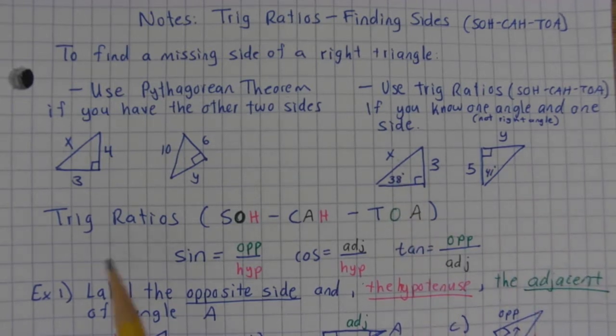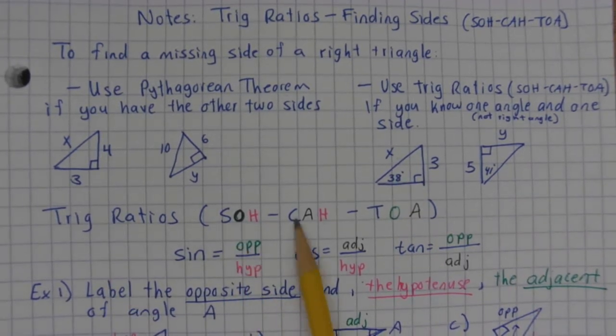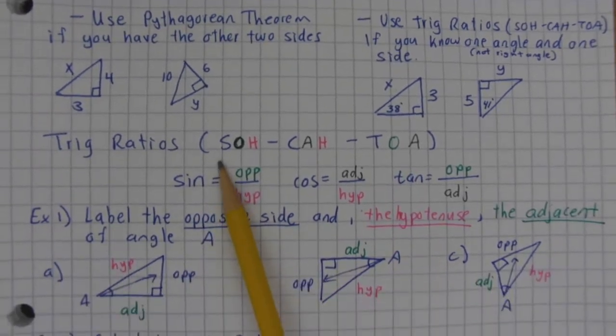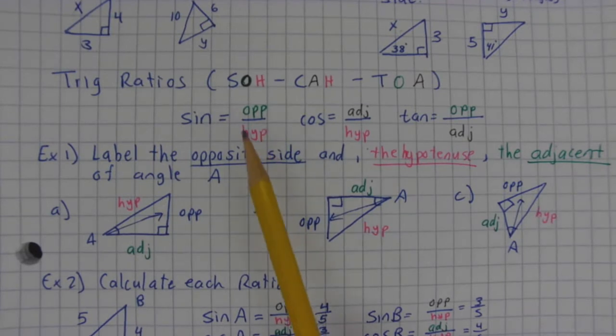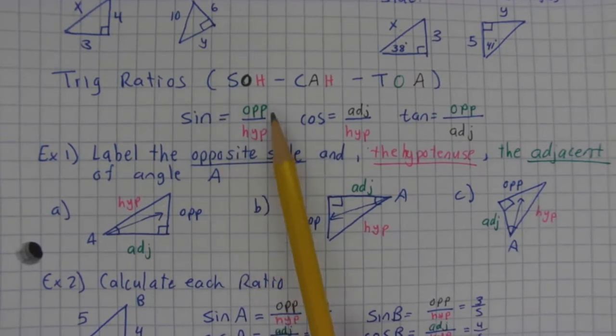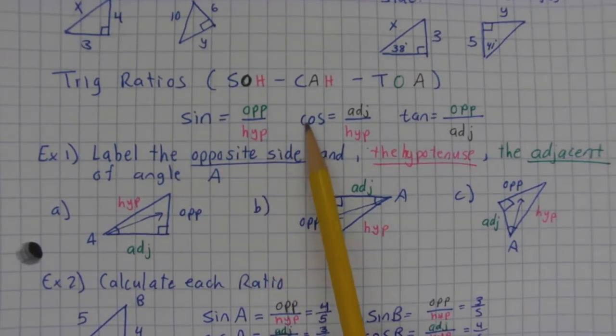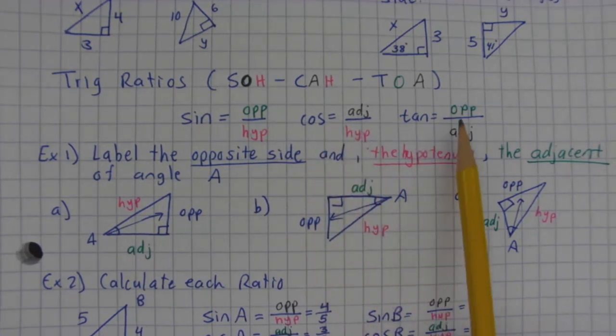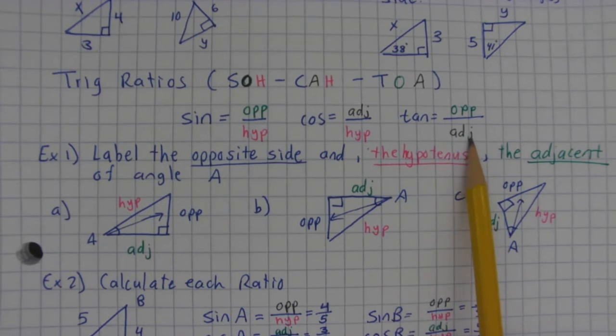Okay, so the trig ratios, as I was saying: SOH-CAH-TOA is the acronym that we're going to use. The sine is the opposite over the hypotenuse. So when we label a triangle, we can label the opposite and the hypotenuse. The cosine is the adjacent over the hypotenuse, and the tangent is the opposite over the adjacent.